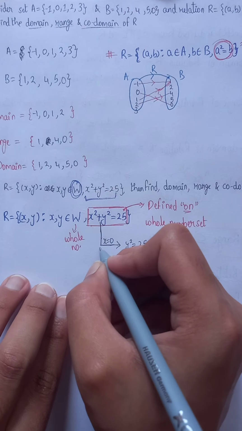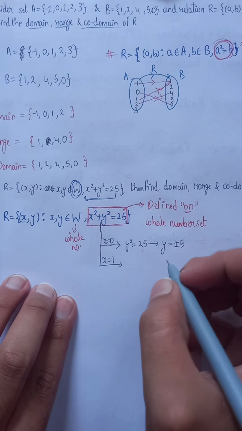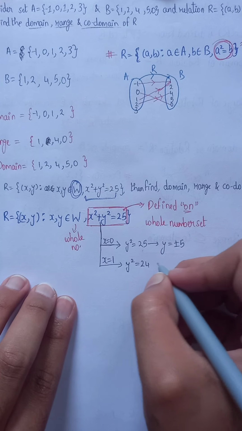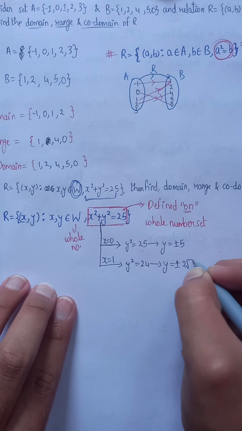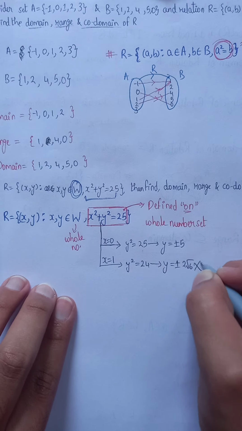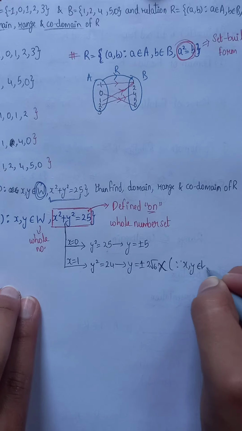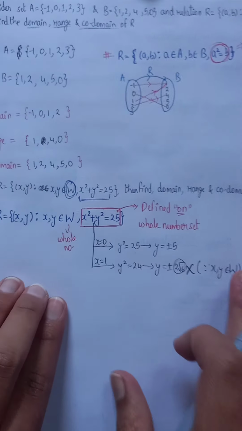Okay, so now what if you put the x value as 1? Y square is equal to 24. So y is equal to plus or minus 2 root 6. So this is actually wrong. You cannot take this y, since x comma y belongs to whole numbers. So this doesn't come under whole numbers.